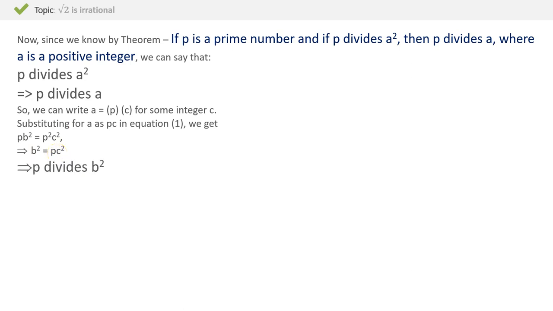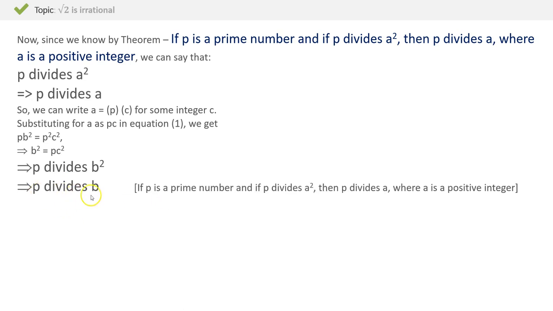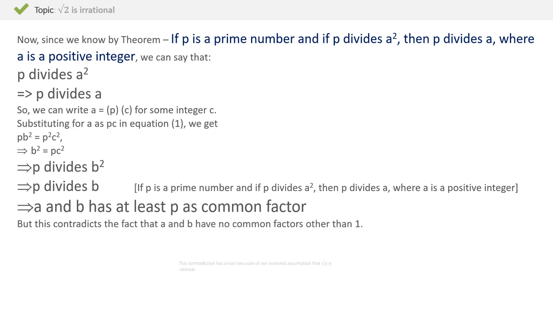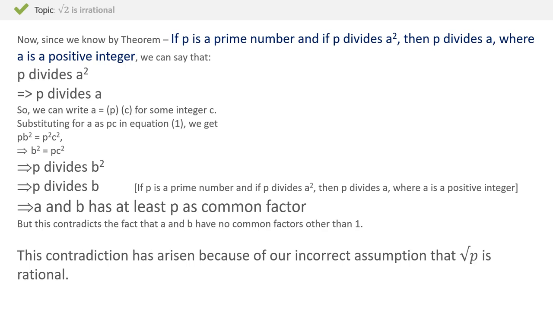which then tells p divides b square, and hence p also divides b. Now I am at a point where I am saying a and b both have at least p as a common factor. Why? Because p divides b and p divides a. So p is definitely one common factor which can divide a and b, which is against the fact that a and b were co-prime. And hence we can say, because of this contradiction, square root of p is not a rational number. It is in fact an irrational number.